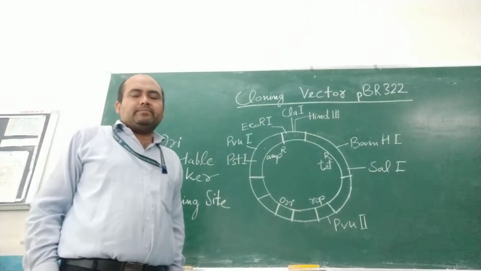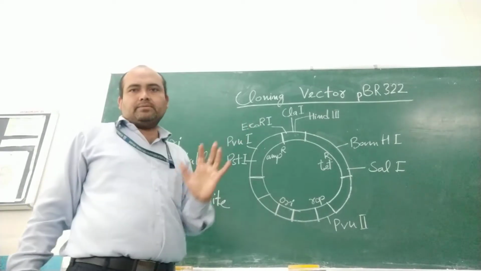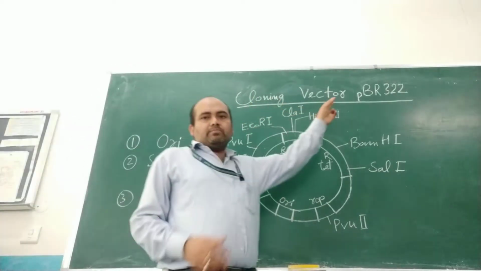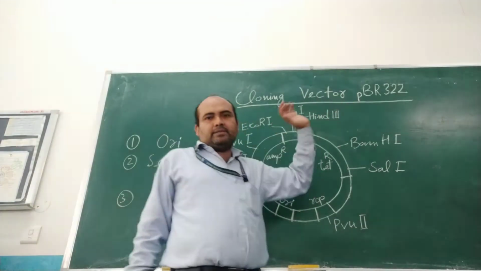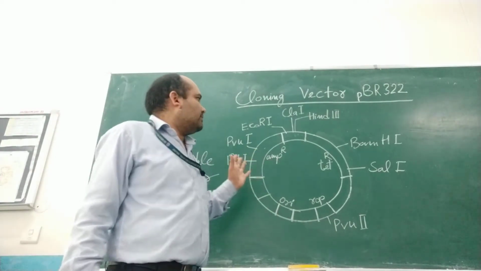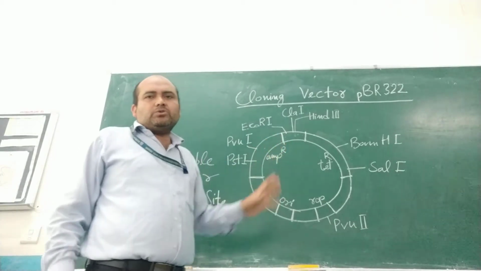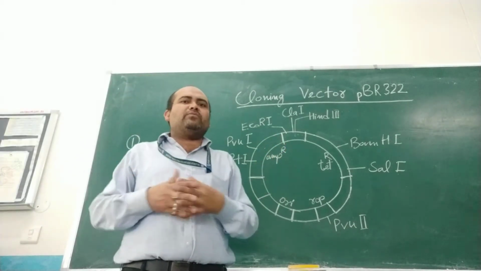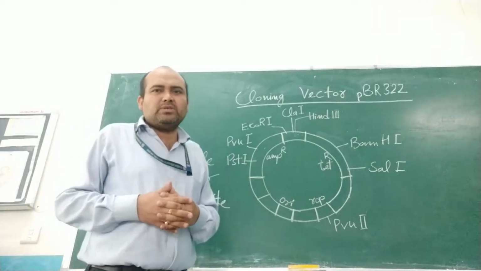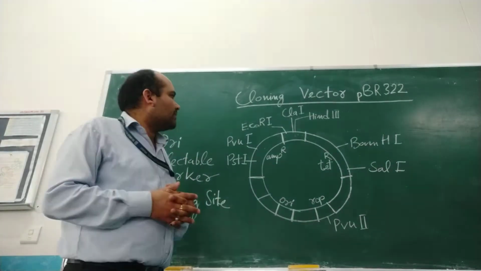Good afternoon everybody. Today I will discuss the structure of the cloning vector, that is pBR322. P means plasmid, BR is the name of the scientists, 322 is the strain of the plasmid. This is extra genetic material which is commonly present in any type of bacteria. Here this is pBR322, which is a common plasmid present in certain bacteria.